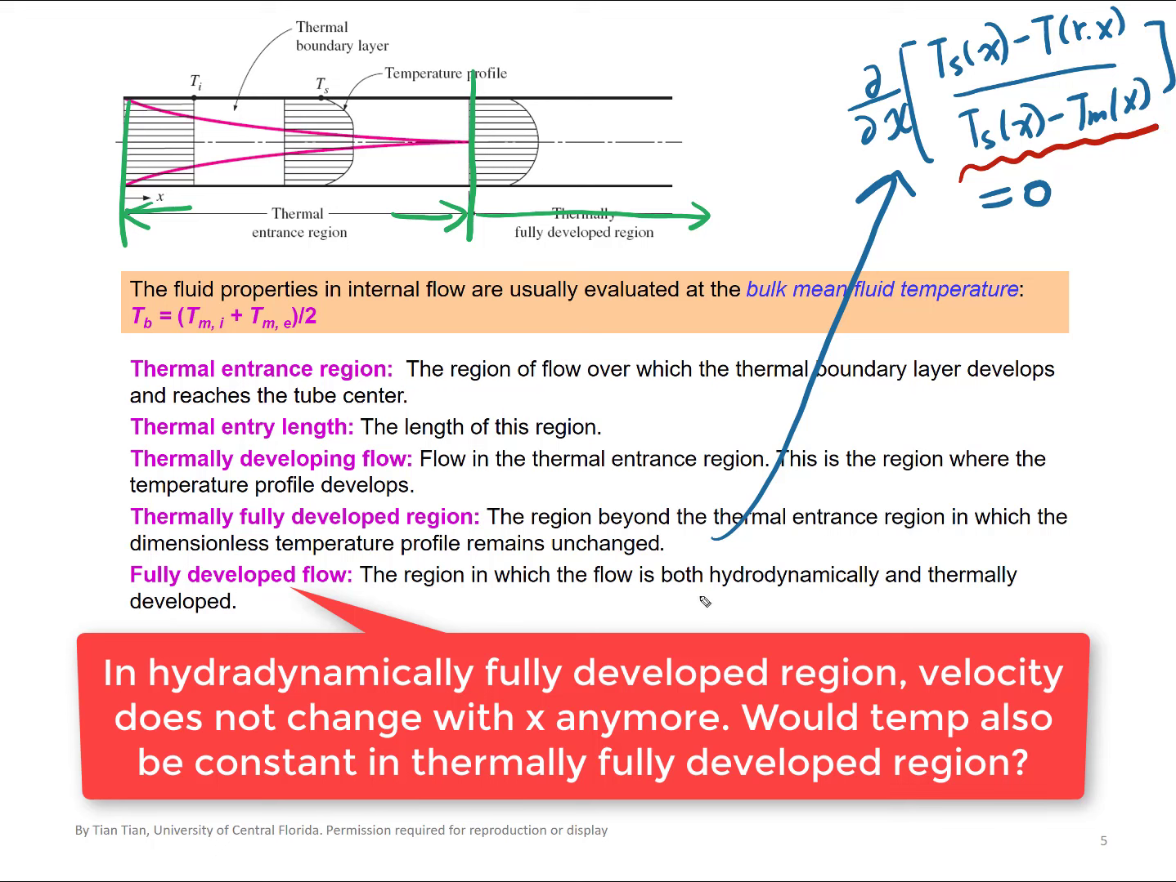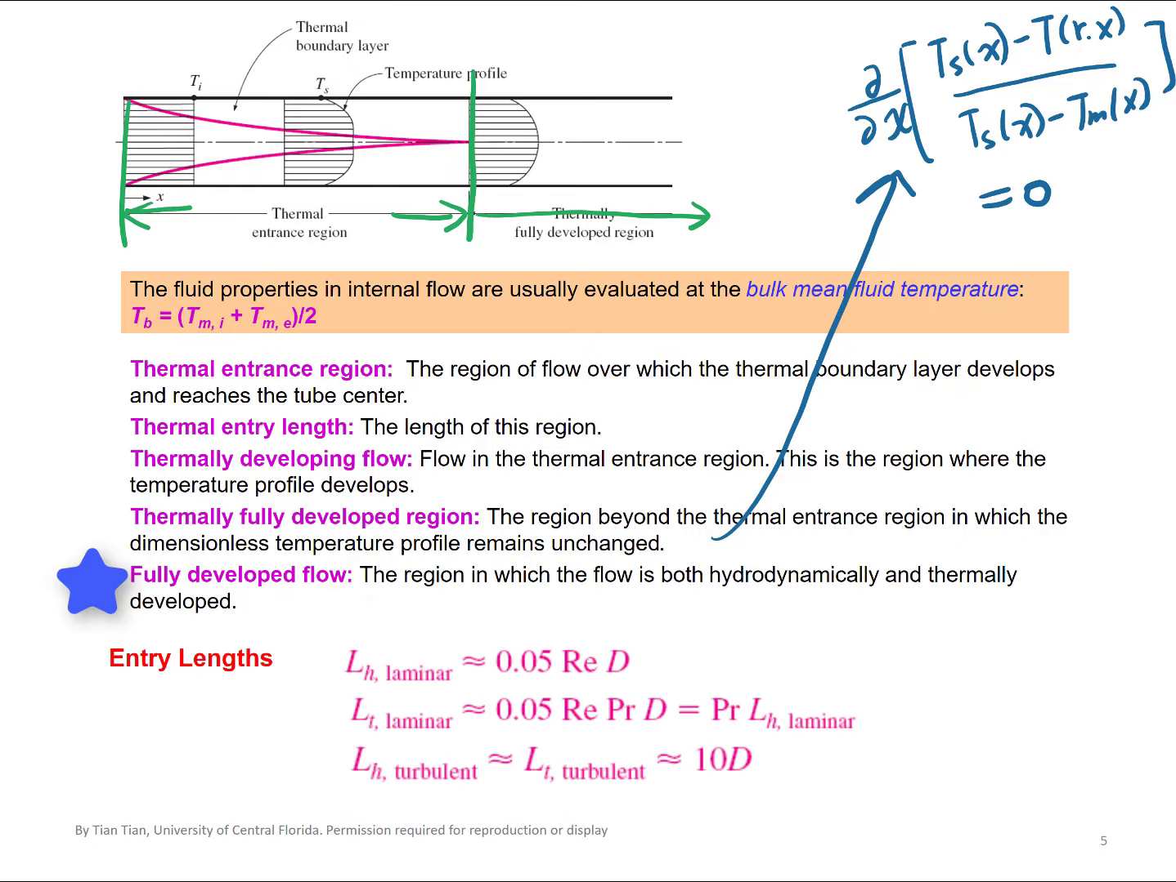The region where the flow is both hydrodynamically and thermally developed is called fully developed flow. That is, if a flow is hydrodynamically developed but thermally developing, it is not called fully developed flow. Now the question is, how do we decide whether a flow is hydrodynamically developed or developing? Thermally developed or developing?